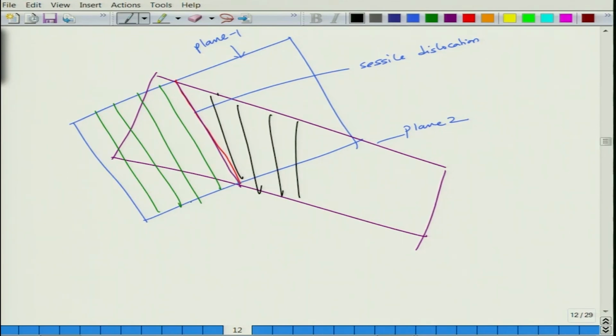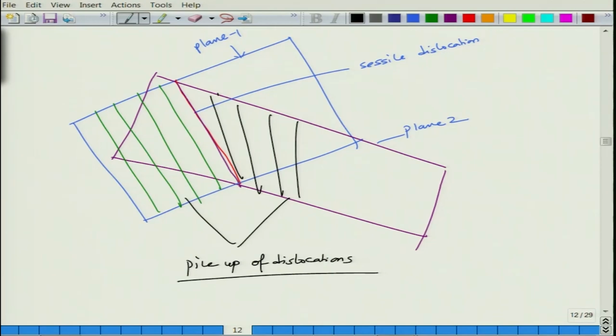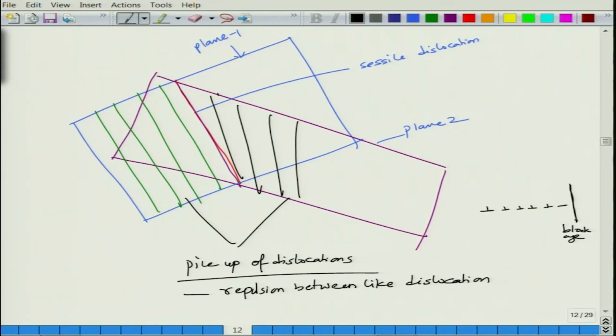So, basically you create a pile up of dislocations, and pile up of dislocations is going to lead to another thing. If they are all similar kinds of dislocations, if they have similar signs, that means there will be repulsion between dislocations. So, let us say if you have multiple dislocations piling at a source, this is the blockage, and you have multiple dislocations piling up like this. This is the pile up, and you will have repulsion between the like dislocations. As a result, this will lead to an increase in the stress that is required to cause further deformation.